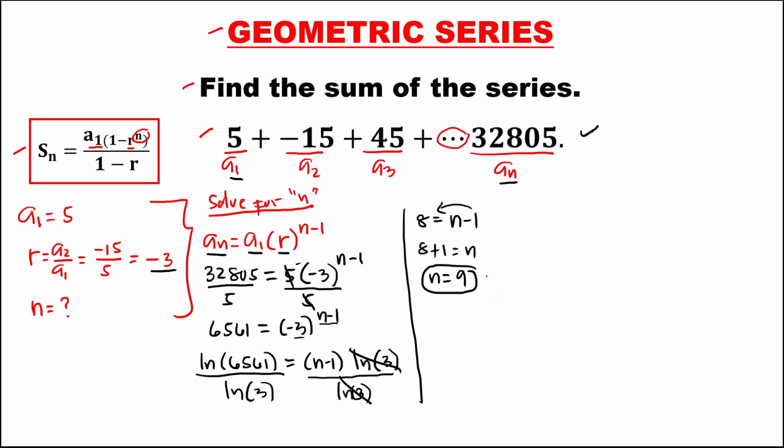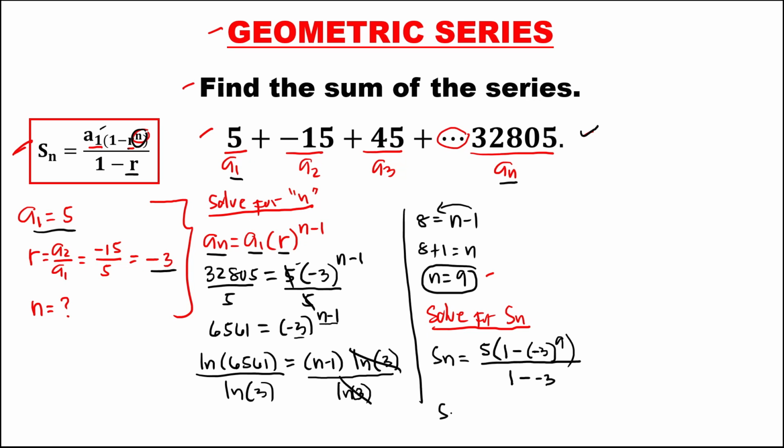Then this time, since we have now the number of terms, we can solve now for the sum of the numbers. So from this formula, we have now the sum of the numbers equals a sub 1. So a sub 1 is 5, then times 1 minus r. R is negative 3, then to the power n. N is 9. Then over 1 minus r. R is negative 3.